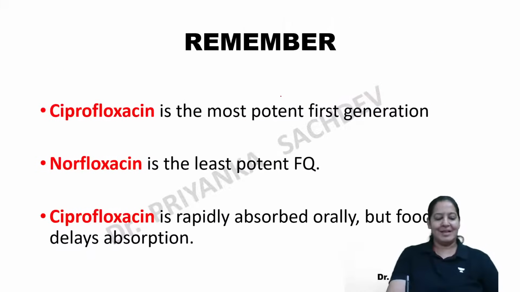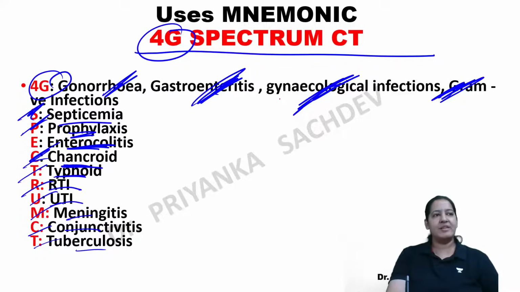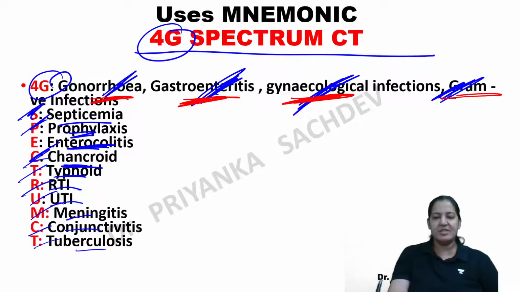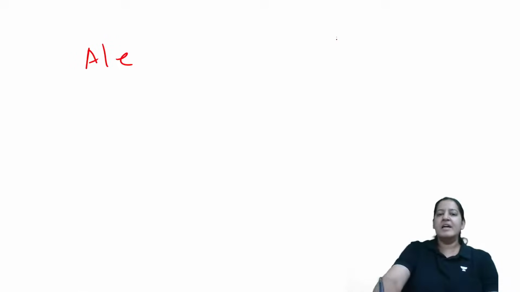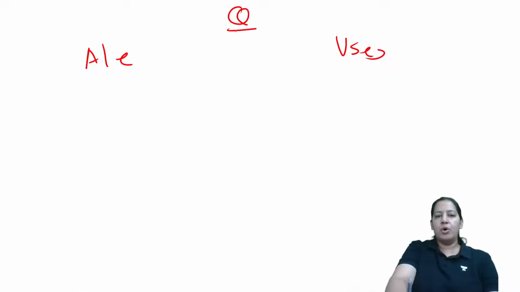Right? So that is the thing. Now there are a few one-liners. Are you interested in the one-liners? Yes, the 4G are gonorrhea, gastroenteritis, gynecological manifestations, infections, and gram-negative bacteria. See the full form. So that is the uses. We are done. So can you summarize the adverse effect and uses of quinolones?